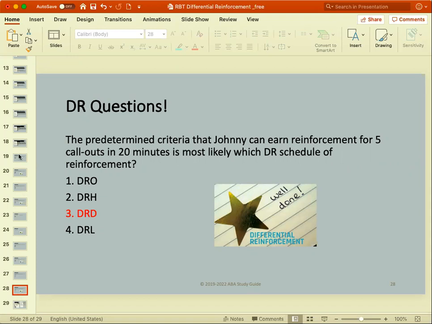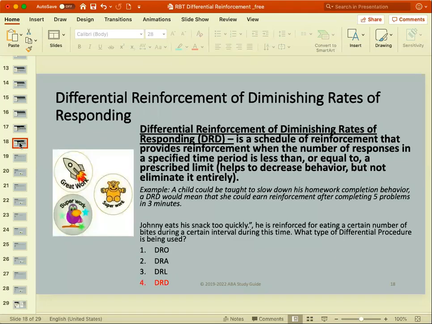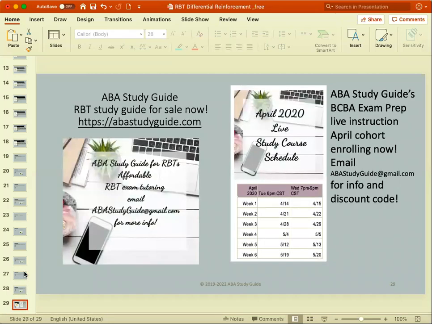So we're trying to get to, there is reinforcement when the number of responses in a specified time period is less than or equal to a prescribed limit. So there's your number of responses and then there's the limit. There's a certain amount in a certain time.